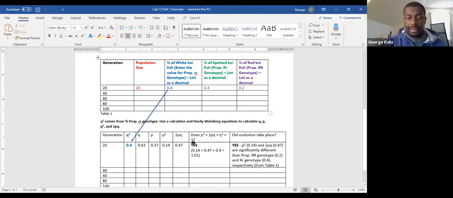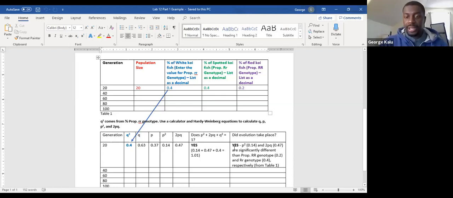Okay. So you're going to calculate all of these. You're going to make sure that your p squared plus 2pq plus q squared equals 1. In this case, it does. Okay, if it differs, like if it's 1.01 or 0.99, that's okay. If it's close to 1, that's fine. But if you're at like 0.8 or 0.7 or like 1.5 or 1.8, then you did something wrong. Okay. But it should be somewhere around 1. Okay. So that's going to be your p squared. And then you're going to determine if evolution took place in that generation.